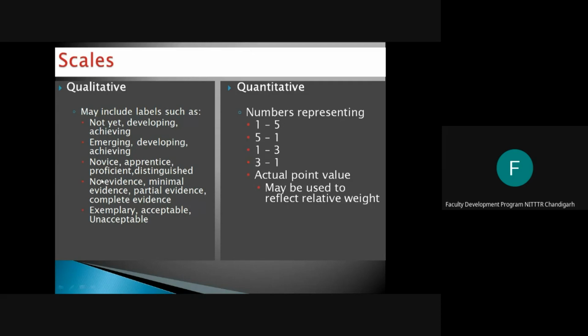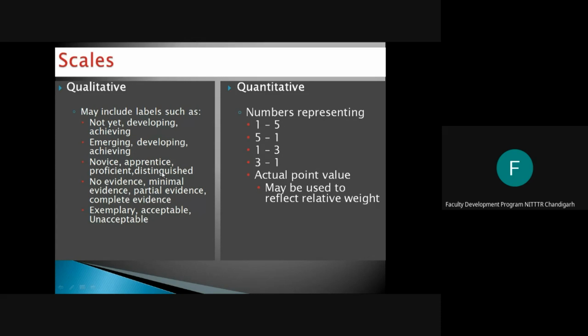But instead of that, if I say you are emerging, you have not developed, you have not achieved, but you are still emerging, we can call that positive feedback. That is why the second scale looks more appealing: emerging, developing, and achieving. Another scale that you can use is this 4-point scale: novice, apprentice, proficient, distinguished.